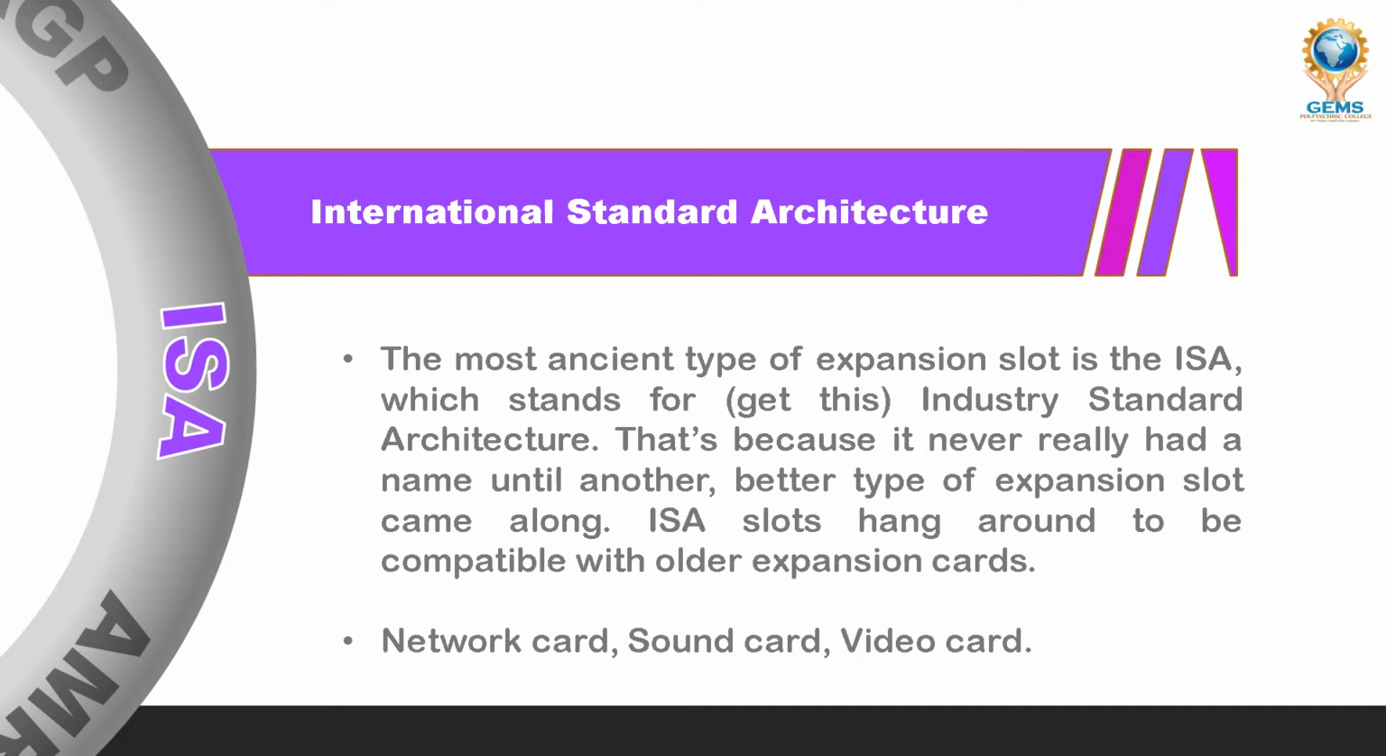If we talk about the architecture of the ISA bus, it has an 8-bit ISA bus used for Intel 8086, and it was buffered electrically from the 8 data and 20 address lines of that 8088 processor.